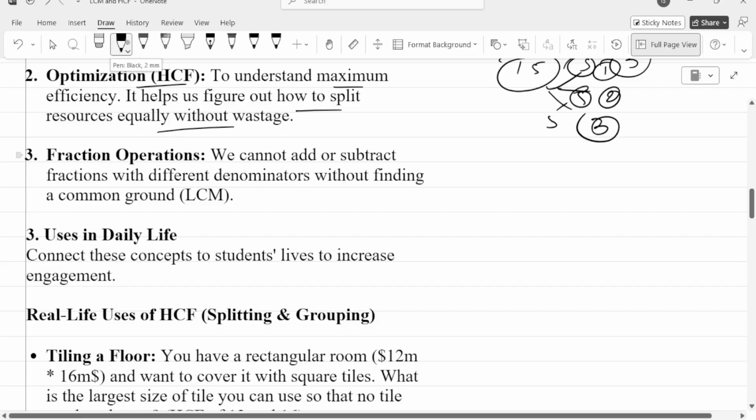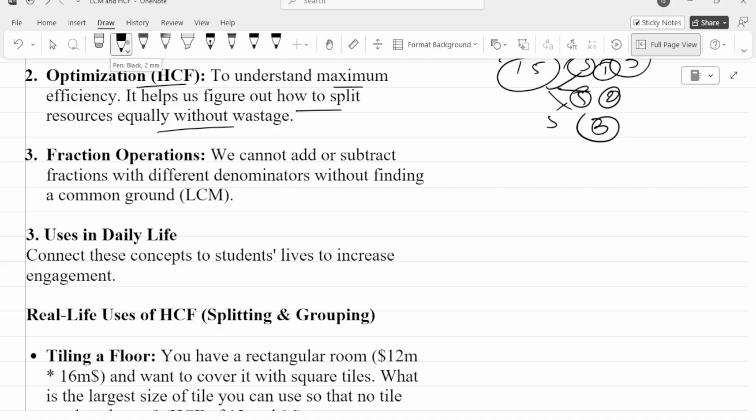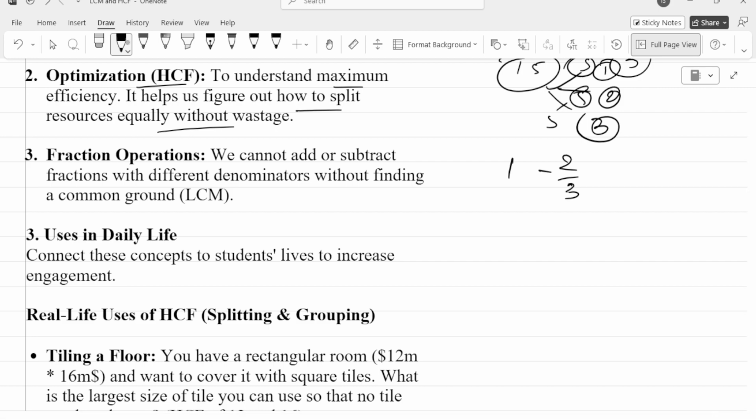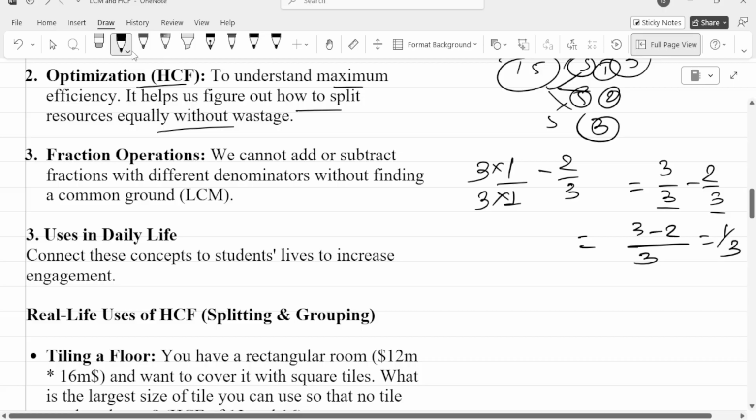Fractions: we cannot add or subtract fractions with different denominators without finding a common ground. For example, 1 minus 2 by 3. We first make their denominators equal. Here the denominators are 1 and 3. So what do we do? We multiply numerator and denominator by 3. Then we calculate 3 upon 3 minus 2 by 3, and the denominator is the same, so we take 1 denominator, 3, and 3 minus 2, then 1 upon 3. This way we can solve the problems.